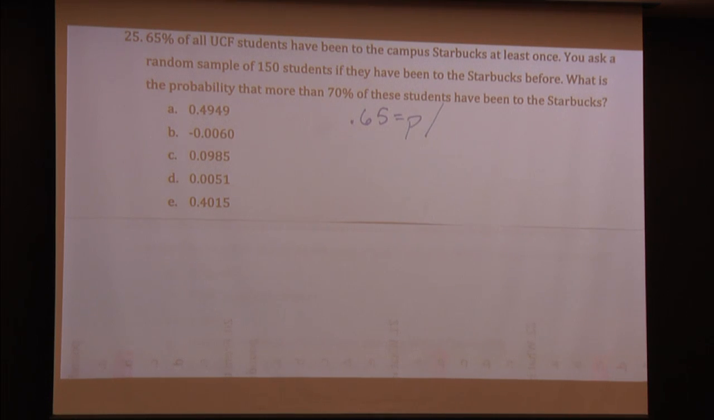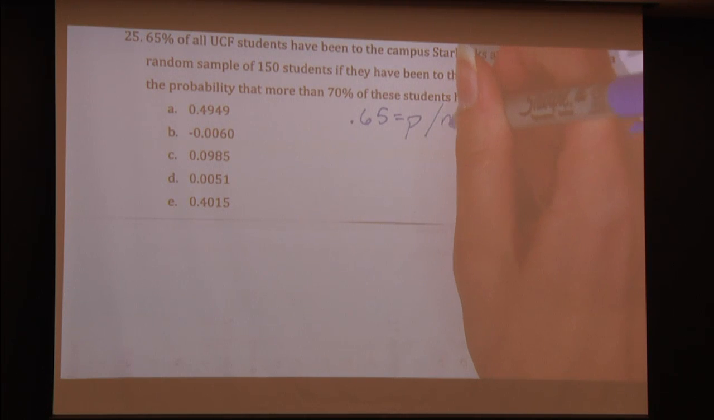P hat is 150. And now here 0.7. So which is it? If the person who said that p hat was 0.7, what does the 150 represent? The sample size, so n.